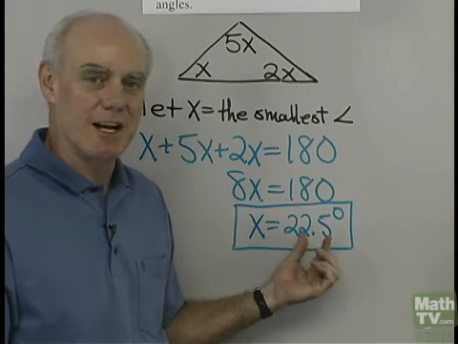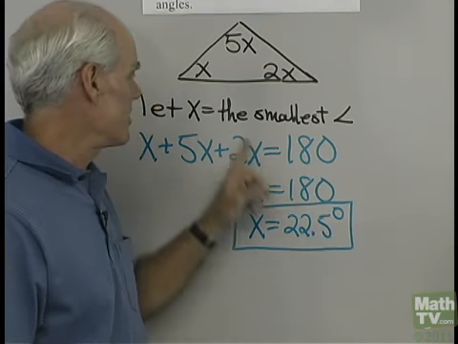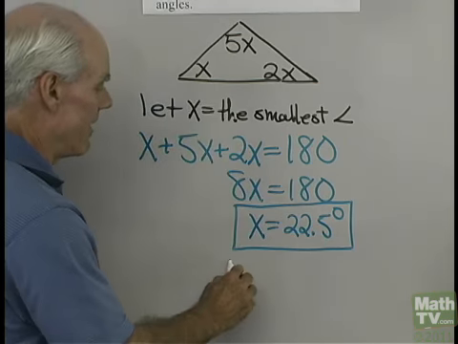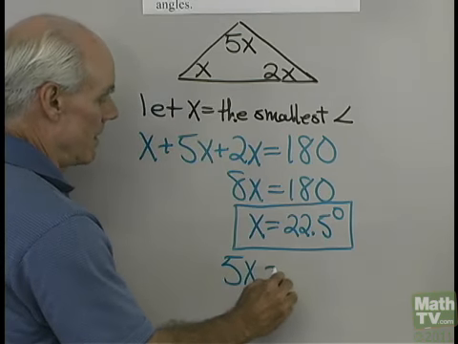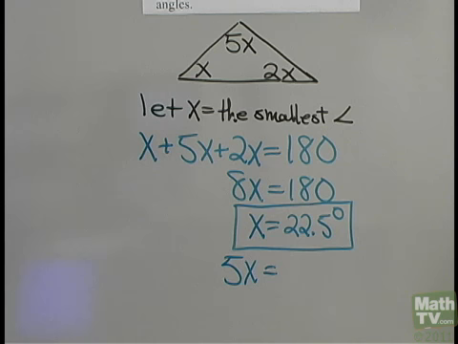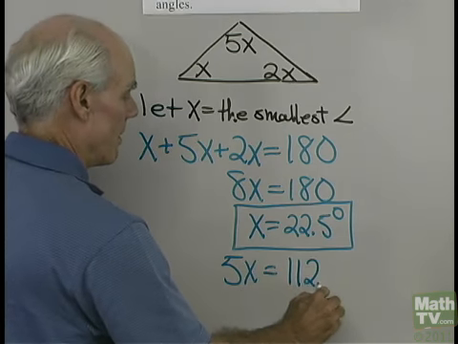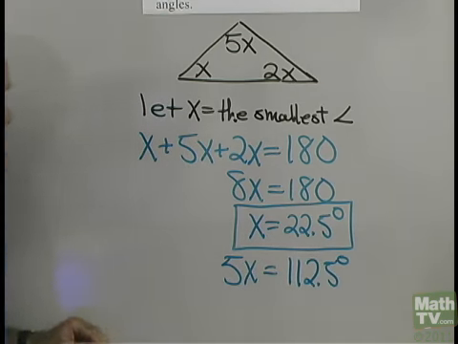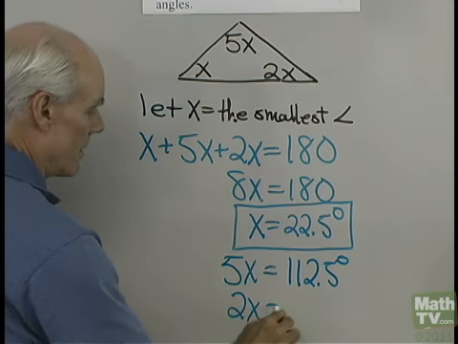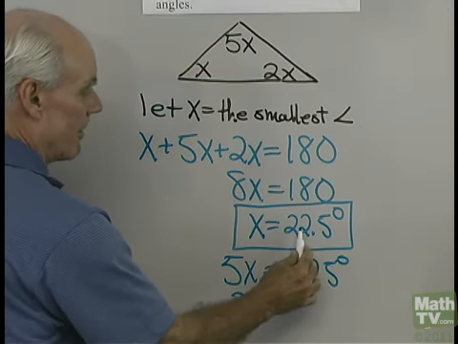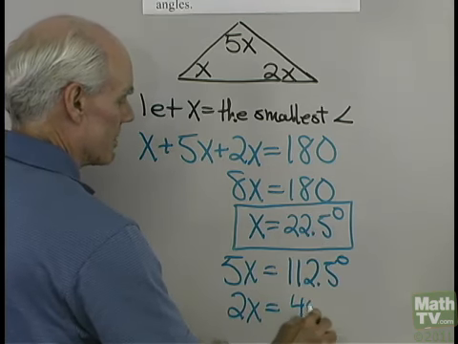Now what I have to do is go back and find the other angles. If x is 22.5, then 5x is going to be 5 times that. I'll do that on my calculator. 5 times 22.5 comes out to 112.5 degrees. And then 2 times x is going to be 2 times 22.5, which should be 45 degrees.